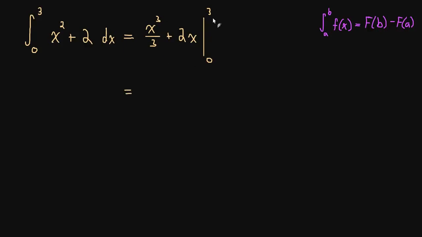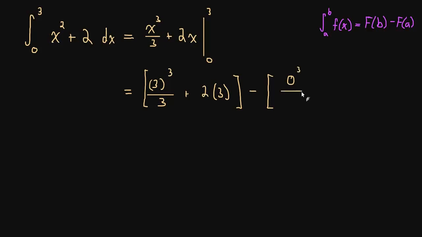We're not done yet. So we're going to plug in 3. So this is going to be 3 cubed over 3 plus 2 times 3. So that's what happens when we plug in 3, minus what happens when we plug in 0. So this is 0 cubed over 3 plus 2 times 0. Well, 0 over 3 is 0, 2 times 0 is 0, so that just goes away.